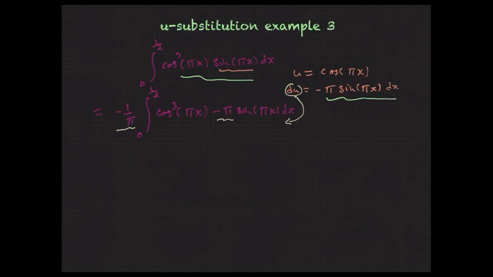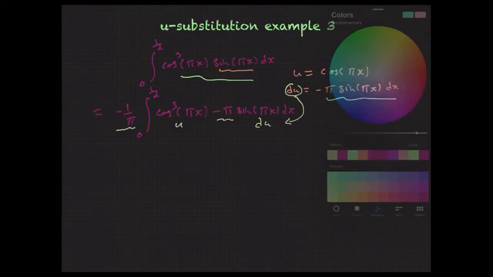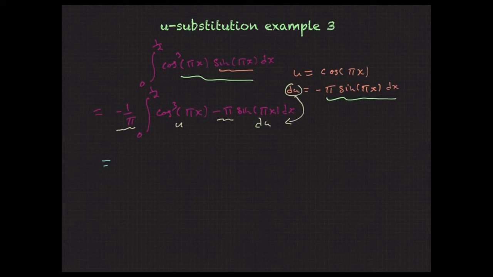Now here I have a du, and I can make this substitution, putting the u in for the cosine. All I'm going to have to do is adjust the bounds of integration, and we'll see how to do that in the next step. This is negative 1 over pi, now integral of u cubed du, but I have to think about what is happening to the bounds of integration.